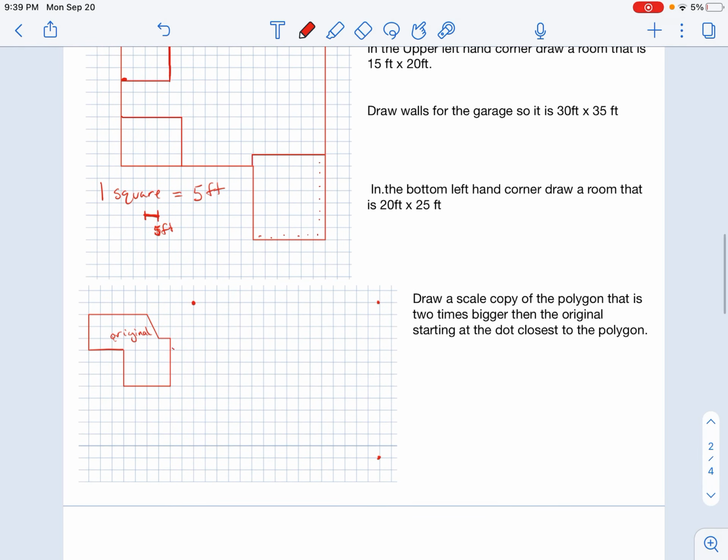Okay, and then last thing, it just says draw a scale copy of the polygon that is 2 times bigger than the original, starting at the dot closest to the polygon. So here's the dot closest to the polygon right here. So 2 times bigger, we're just going to multiply every side by 2. So this width here is 3, so 3 times 2 is 6. So we're going to go down 6. 1, 2, 3, 4, 5, 6. Okay. We're going to go back 3, so that's going to be once again doubled. 3 times 2 is 6. Okay, you go down 3, so once again you're going to go down 6.